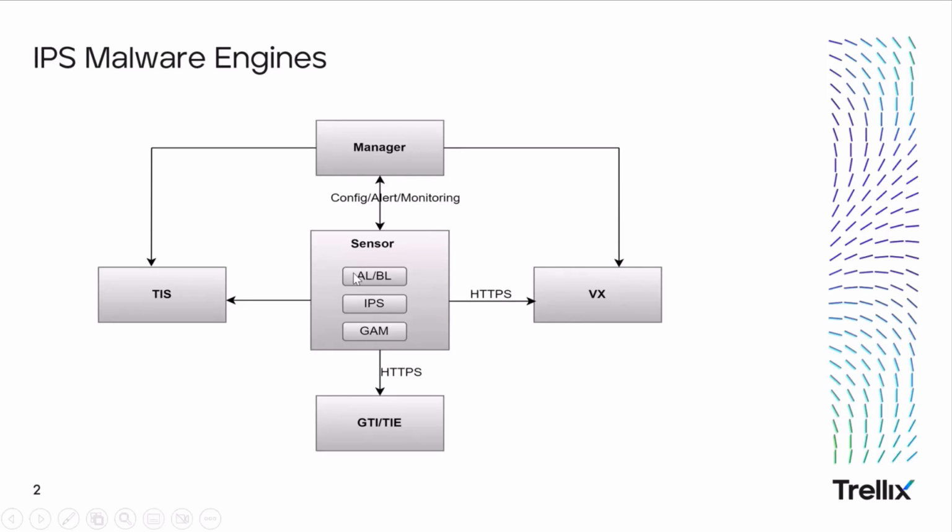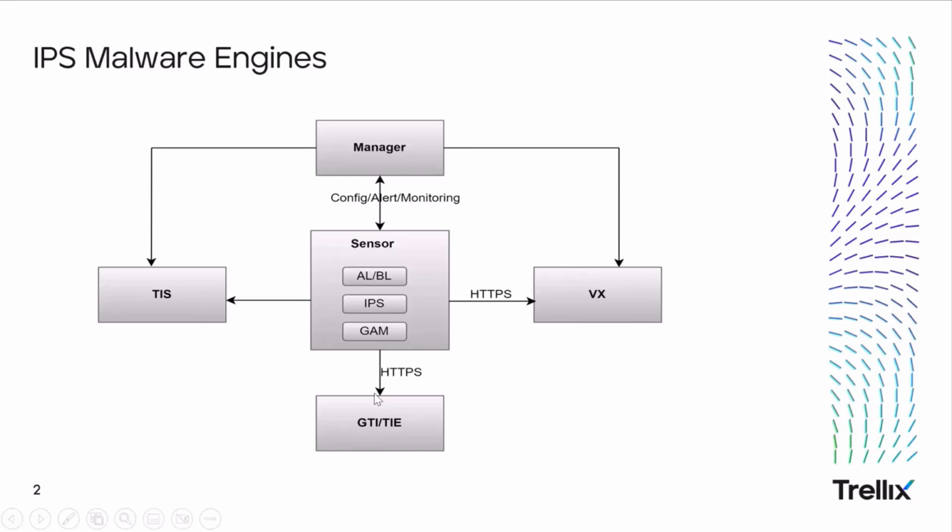Coming to the IPS malware engines. Currently the sensor has three internal engines, that is the ALBL, IPS, which is the PDF, Office and Flash engine, and then GAM. So these three can be categorized as internal engines, whereas TIS, that is Trellix Intelligent Sandbox, and GTA or TI can be set as external engines.